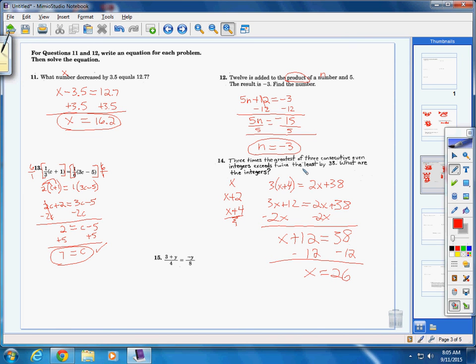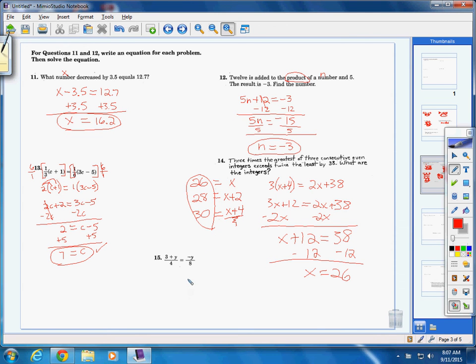You are asked what are the integers. X is merely your smallest integer. So I'm going to put these guys over here. X is 26. That's one of your integers. Then your other 2 integers must be 28. And your biggest must be 30. So just to be sure, you can check this. You can plug in 26 for x, and it will, in fact, check out. So those are your answers, 26, 28, and 30.